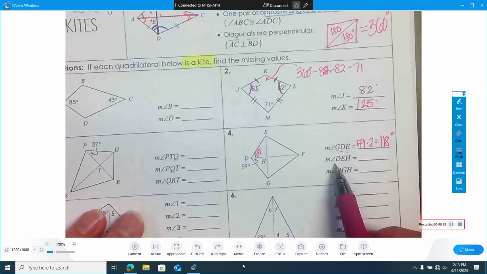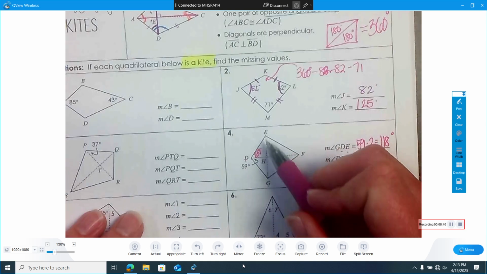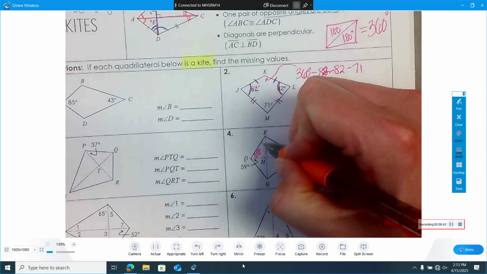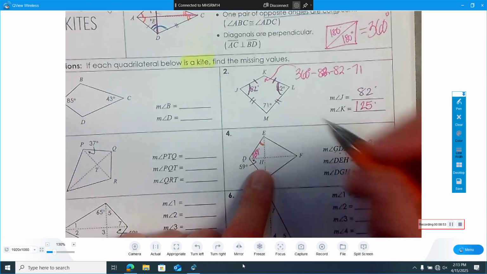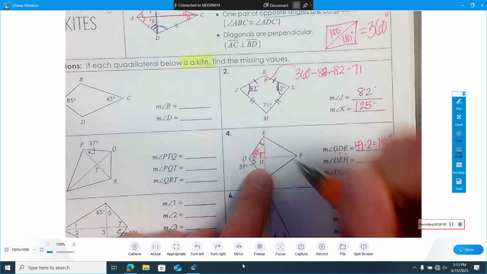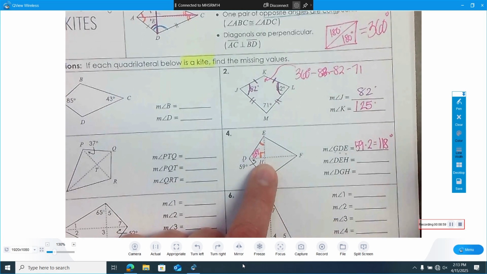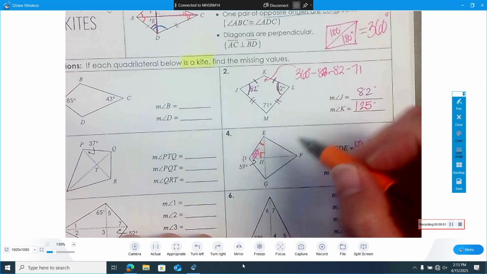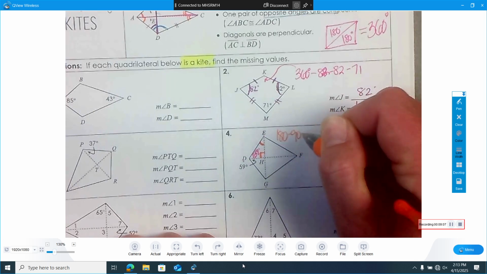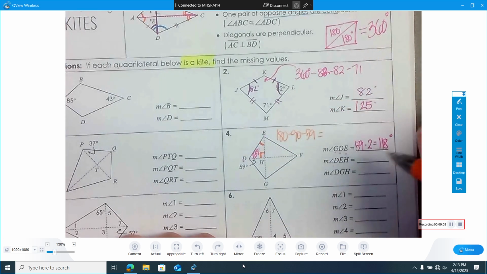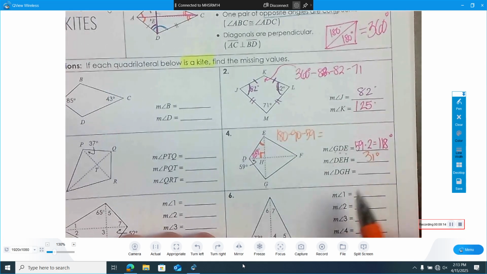All right. DEH. DEH is this little angle right up here. How are we going to figure out that little angle? 90. I heard a 90. So yeah, we do have a right angle in here. Those diagonals are perpendicular. From 180. So again, we have this little triangle. So 180 minus 90 minus 59, and that equals 31 degrees. So that orange angle is 31 degrees.